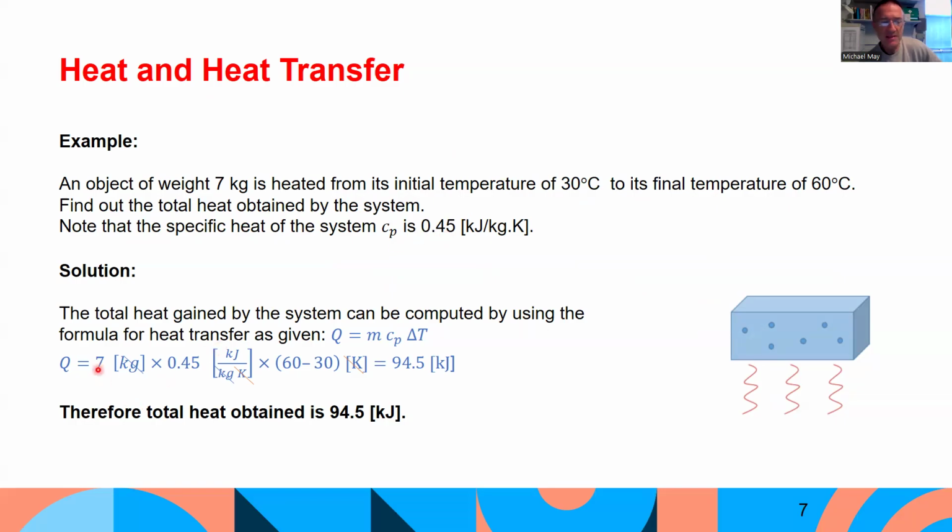So we have the mass, we have the specific heat capacity, we have the temperature difference in Kelvin, and then it equals 94.5 kilojoules. Just note the units, the way they cancel: the kilograms are cancelling there, the Kelvins cancelling here, and that's how we get kilojoules.